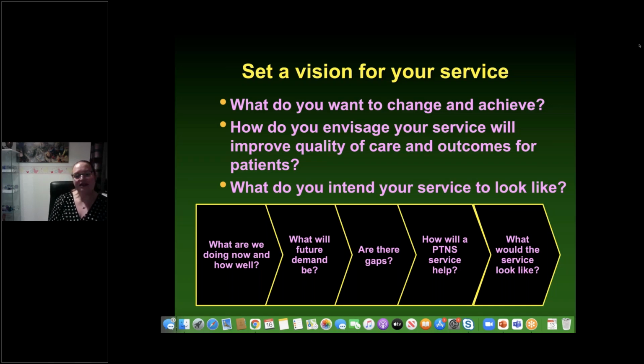So it's useful thinking about, what are we doing now and how well are we doing it? What will the future demand be? Are there any gaps in our service? And how will a PTNS service help to fill those gaps? And what would we like that service to look like?